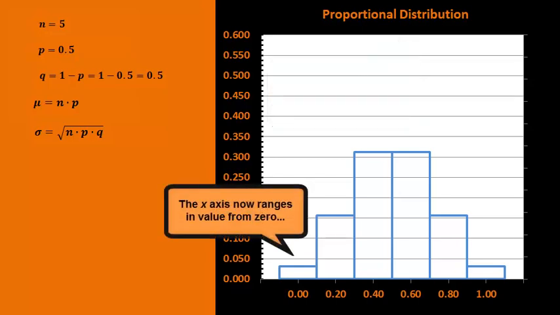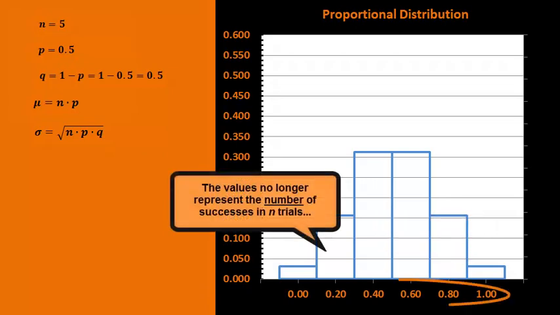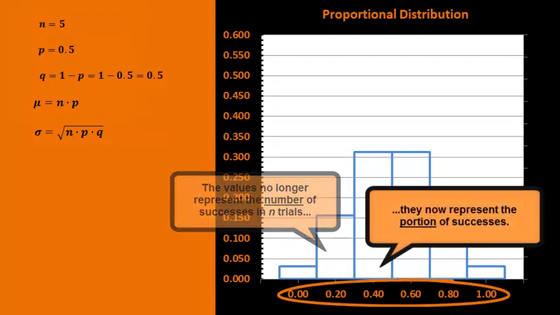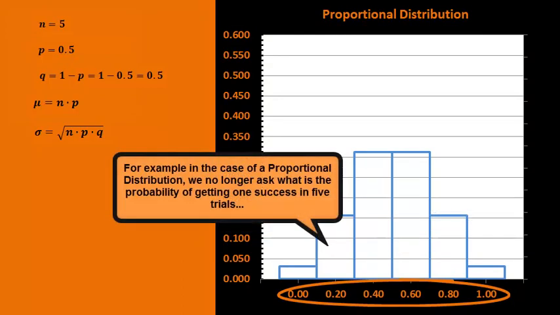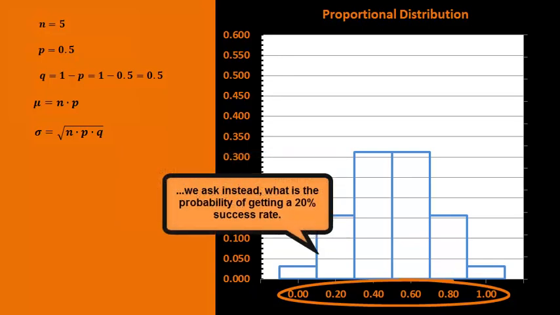The x-axis now ranges in value from 0 to 1. The values no longer represent the number of successes in N trials. They now represent the portion of successes. For example, in the case of a proportional distribution, we no longer ask what is the probability of getting 1 success in 5 trials. We ask instead what is the probability of getting a 20% success rate.